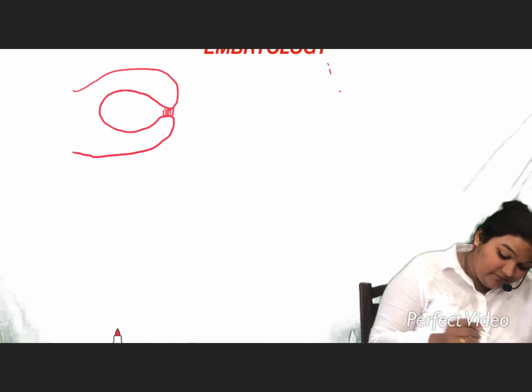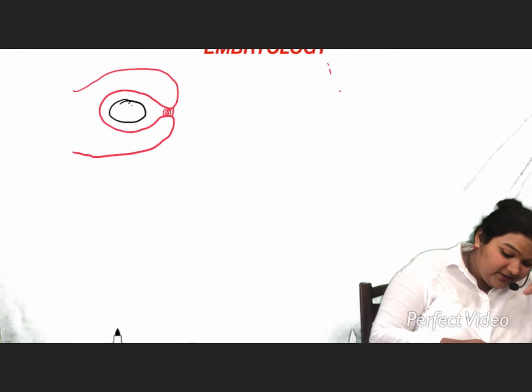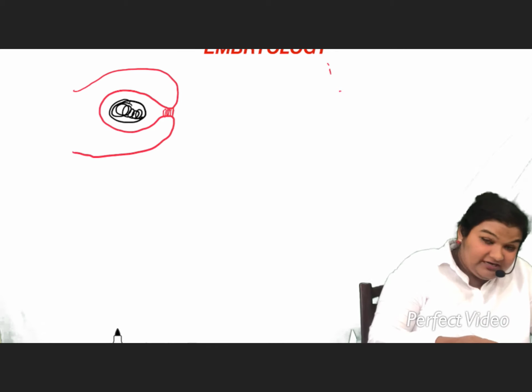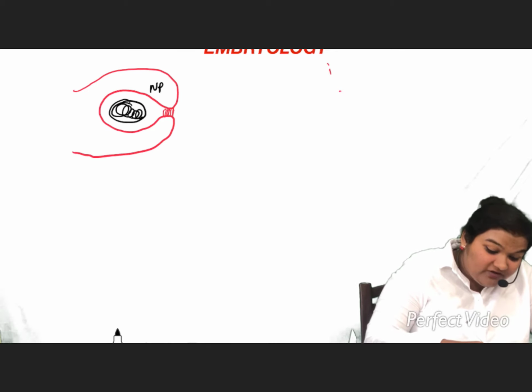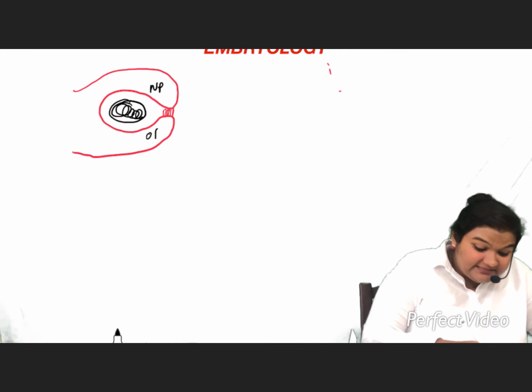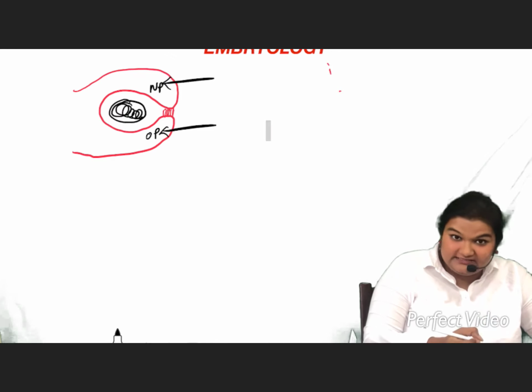See, this nasal cavity and the stomatodeum meet posteriorly and there is a membrane in between. And this is the primitive streak, right? Now this nasal cavity gets recognized as the nasopharynx, and this as the oropharynx. This as the nasopharynx and this as the oropharynx.